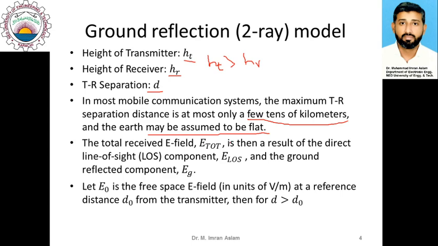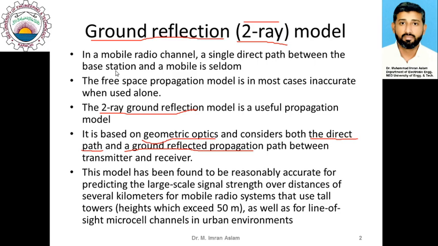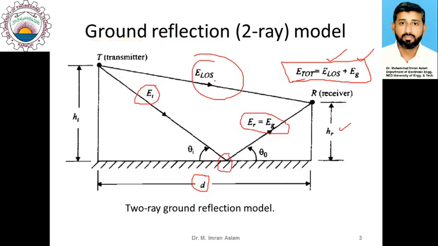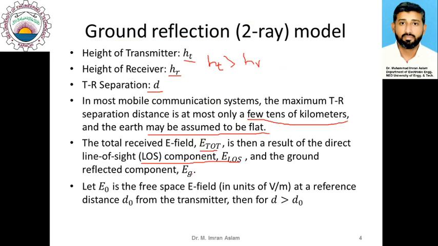So the total received field E total is the result of two components. The first one is the line of sight component, the LOS component, which goes directly from the transmitter to the receiver, and the second is the ground reflected component, which is represented by G here, which represents the part of the wave which reaches the receiver after getting reflected back from the ground.